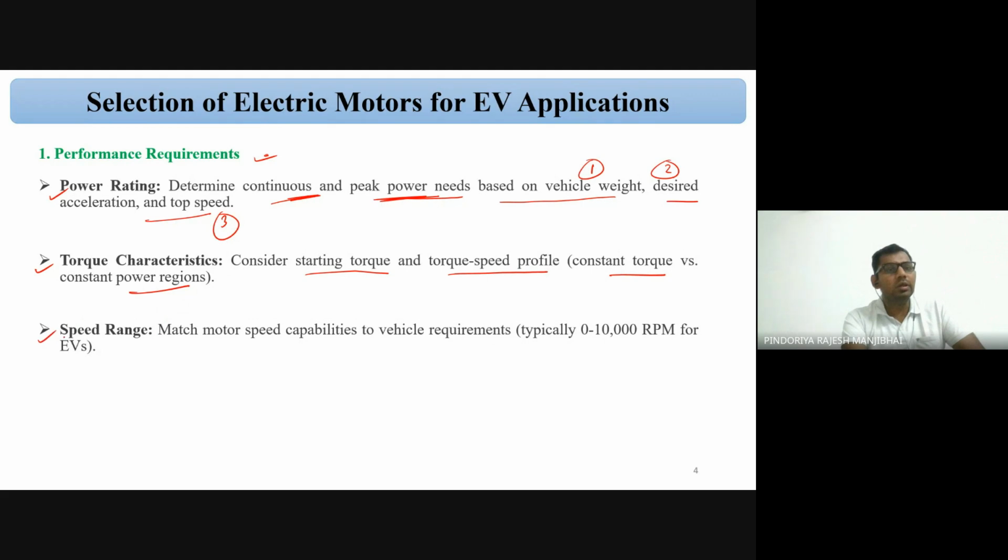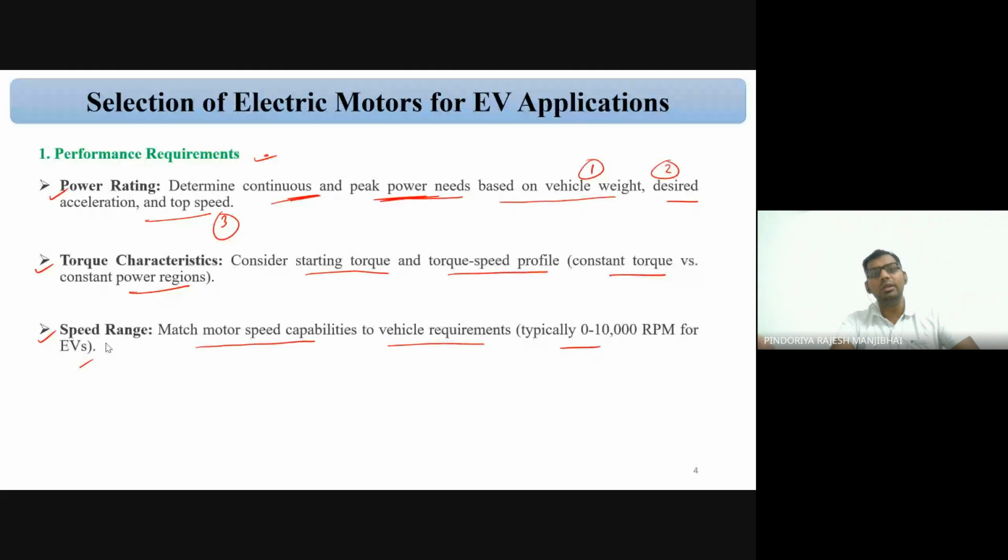The third one is your speed range. So match the motor speed capabilities to the vehicle requirement. Typically, maybe 0 to 10,000 RPM for the EV. Correct. So we have to consider the maximum speed range. Suppose we have an induction motor. Is it possible for it to operate at maximum speed? Maybe that is 10,000 RPM, maybe 1,000 RPM, maybe 2,000 RPM. Correct. Because every motor has some limitation. So we have to consider this parameter.